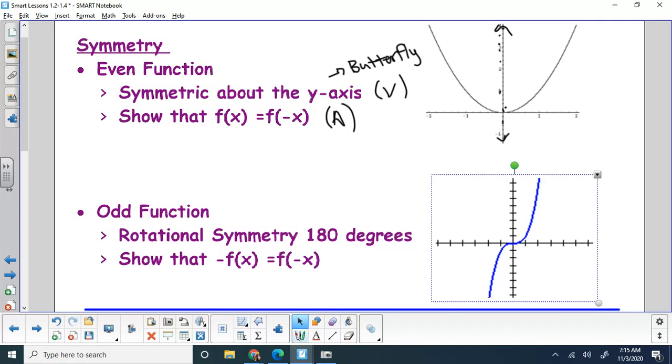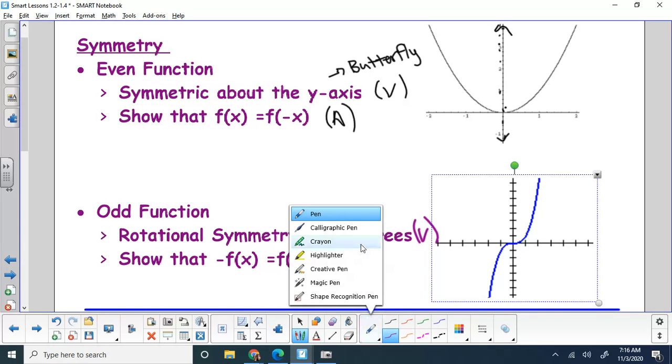And so sometimes I'll see students in class, even though it sounds super silly, they will actually flip their calculators upside down to check when they're looking for that visual check. But then to algebraically check, you would have to show me the algebra that I've given here, which is you show that negative f of x is equal to f of negative x.